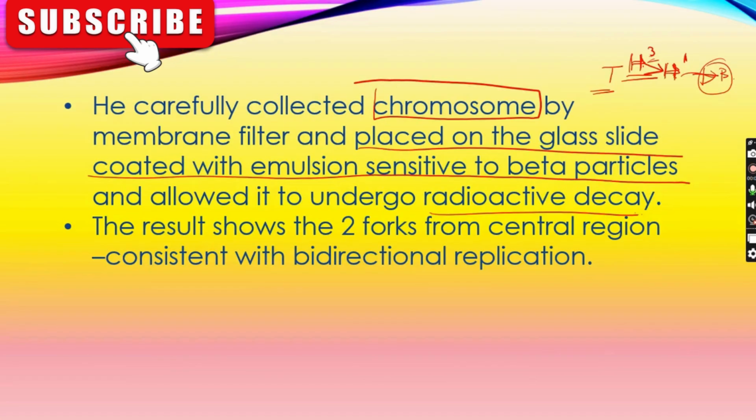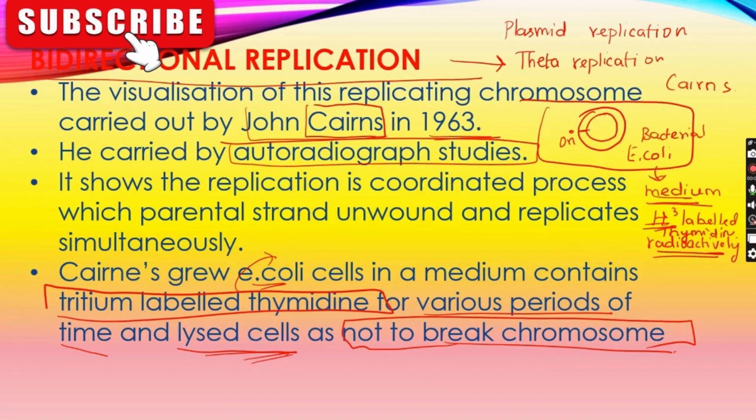In the photograph, he saw that two forks were present at the central region, which means replication takes place in two regions in the opposite direction. Both strands are replicated in opposite directions, simultaneously. Both unwinding and replication take place simultaneously. So coordination takes place during bidirectional replication, or theta replication.